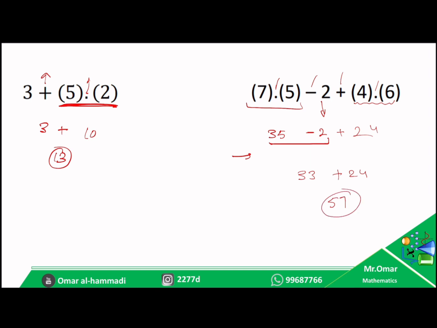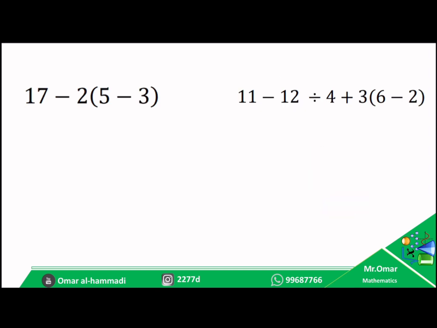Great. Here are other examples. First, we have brackets. So we will finish the brackets and then we will see what we have. 5 minus 3 is 2. And then this goes down. 2 multiplied by 2. Also this one, 17 minus. Now we have multiplication and subtraction. We will start with this one. 2 multiplied by 2 is 4. And then 17 minus 4 will give us 13.